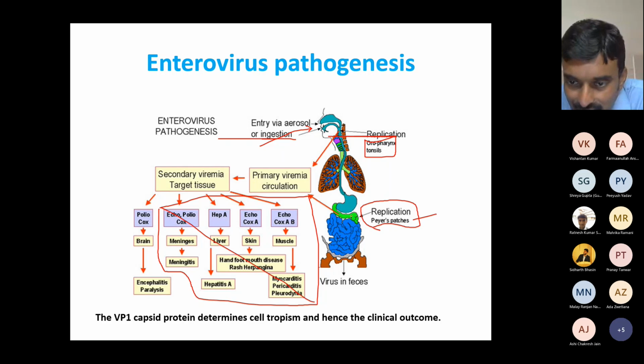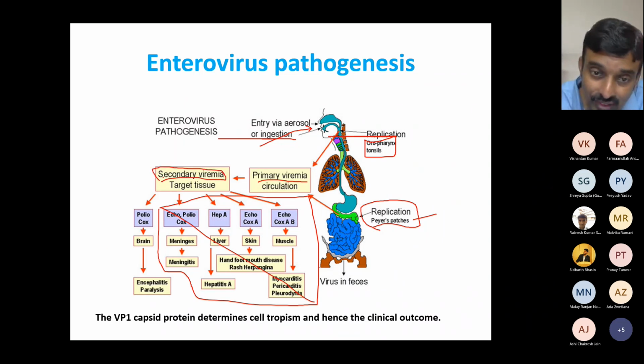So that's where it replicates again, and then it spills over into the blood, and then it leads to what is referred to as primary viremia. The virus enters the blood, and then it can seed other organs like the brain, and then there can be what is referred to as secondary viremia when the virus spills over into the blood after replicating in other organs. That's called secondary viremia, and then it can affect the brain or other cells.